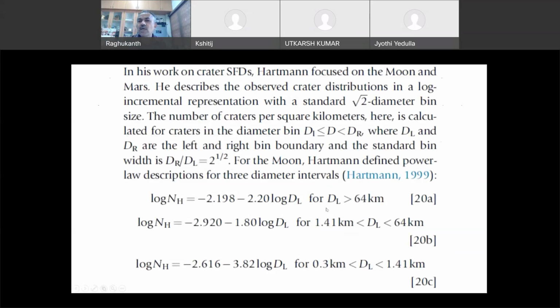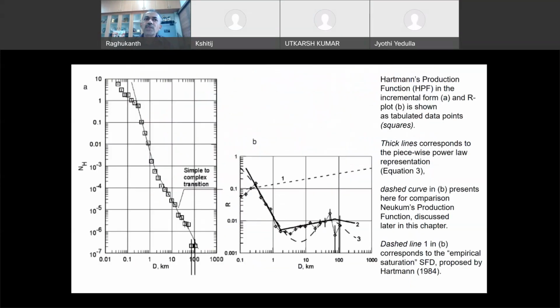So 3 straight lines. One straight line is from 0.3 to 1.41, then from 1.41 to 64, one straight line, then greater than 64, another straight line. So small craters behave one way, the medium craters, from 1.41 to 64, behave in a different way, and the large craters, more than 64 kilometers, behave in a different way. So he plotted 3 straight lines, and this is what they call Hartmann's production function. This he developed for the Moon itself.